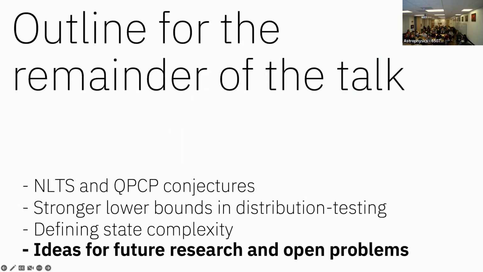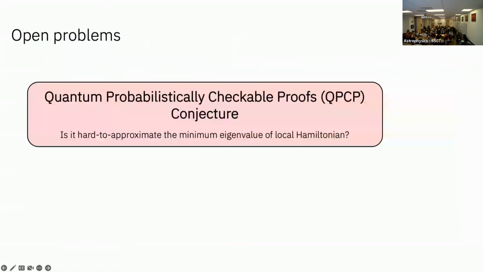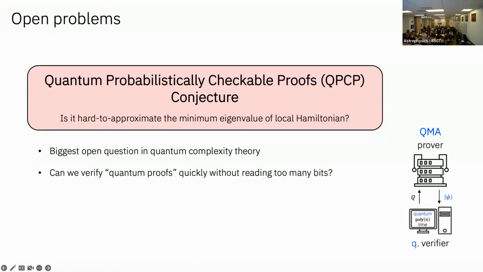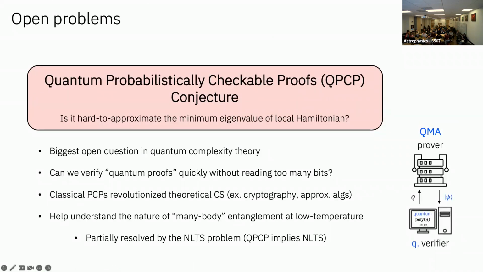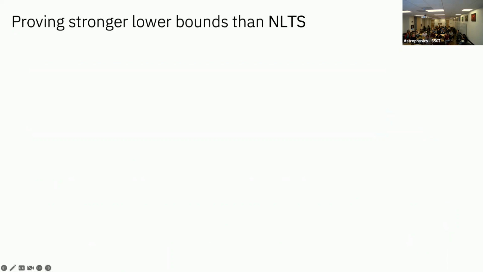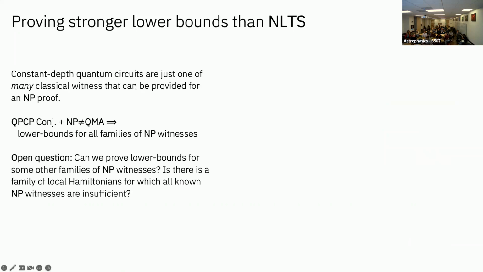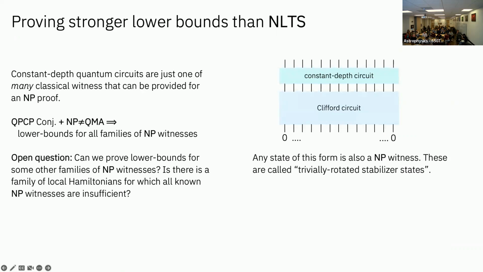Okay, so let me say a little bit about future questions. The first obvious future question you should talk about is quantum PCP. Let's not say any more about this other than that the NLTS result about many-body entanglement is just a small sliver of the answer. There's much more to be said about robust many-body entanglement, and this computational lens of quantum PCP might be the right way to look at it. Let me skip what we could say about stronger lower bounds. If there are questions, I can come back to it.